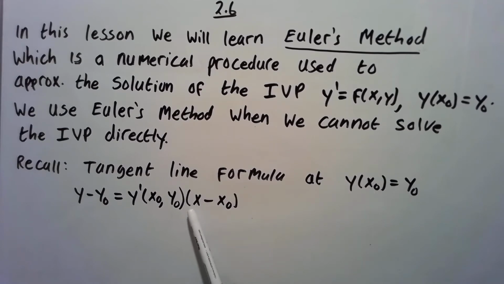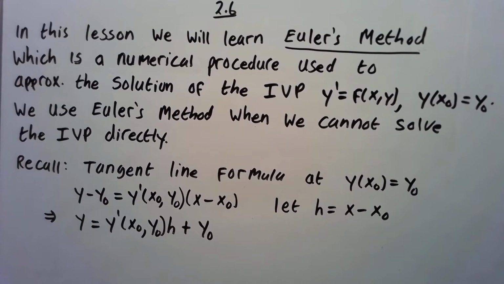So I'm going to call this x minus x0 now, I'm going to call it h. So let me do that. Okay, so I'm going to let h equal x minus x0. I'll explain why in a second. Then rewriting, replacing this with h, and I'm moving the y0 across the equal sign. And now I'm actually going to call the y on this side y1. Okay, let's keep going.